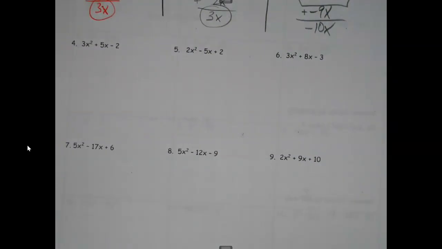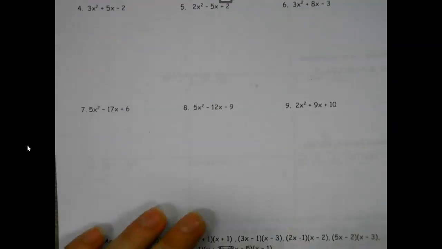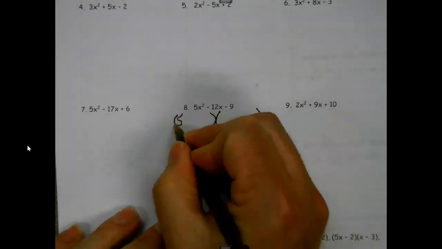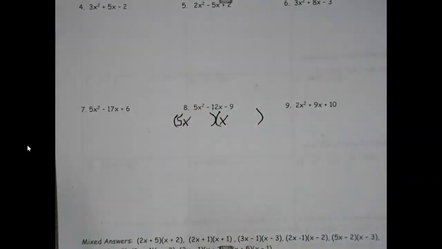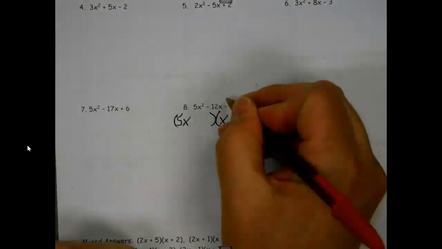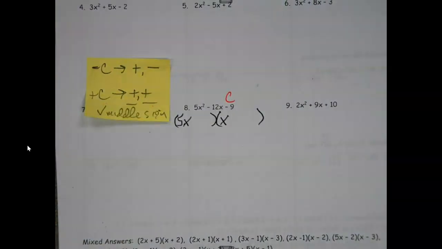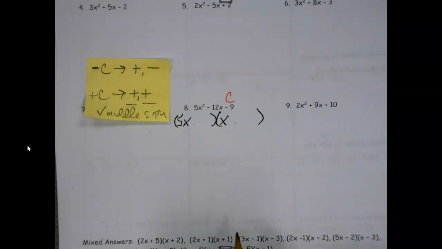Let's see what happens on 8 here. So I get to 8, and I'm like, all right, so 5x and x, because it's that first number. My C value is negative. So I know it's going to be 1 plus and 1 minus. I can't guarantee, though, that this is plus and this is minus. It might be the other way around.